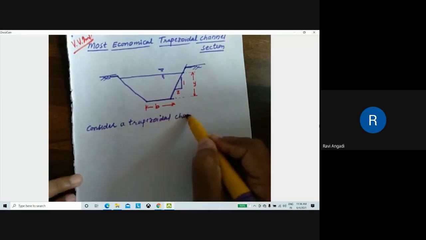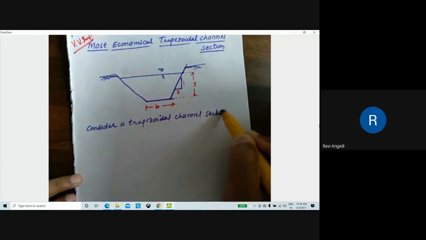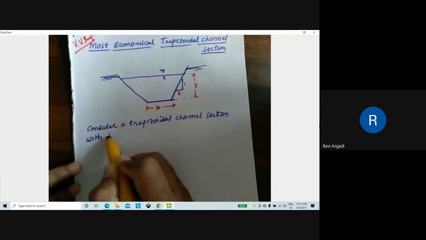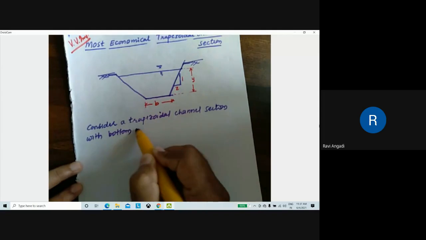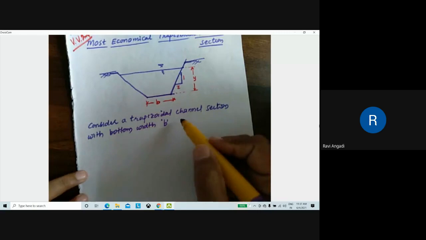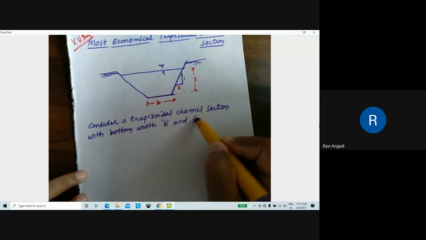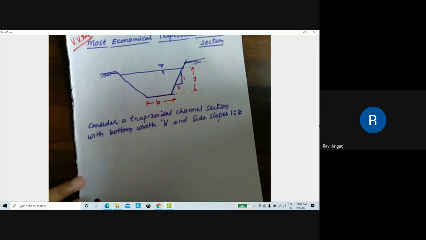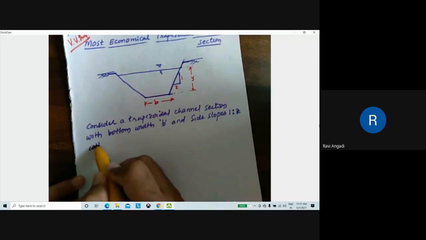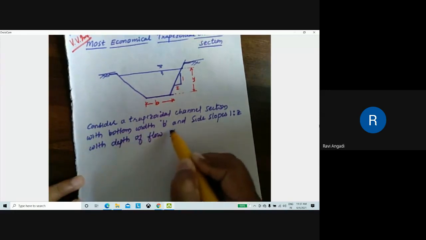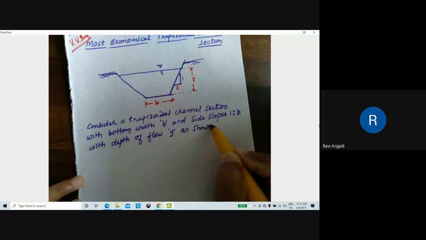Trapezoidal channel section with the bottom width B and side slopes 1 is to Z, 1 vertical, Z horizontal, with depth of flow Y as shown in the figure.